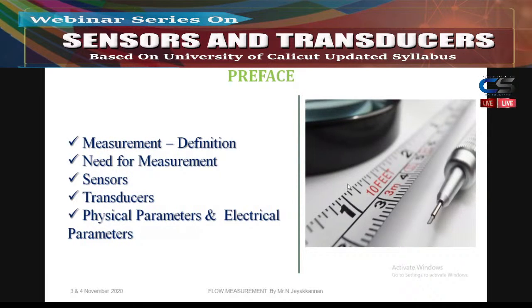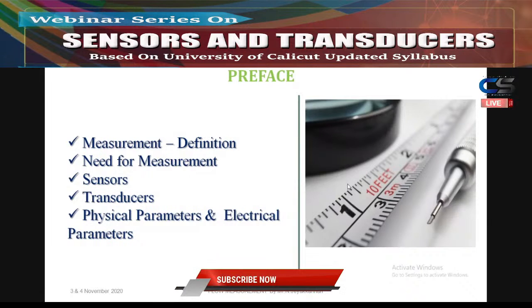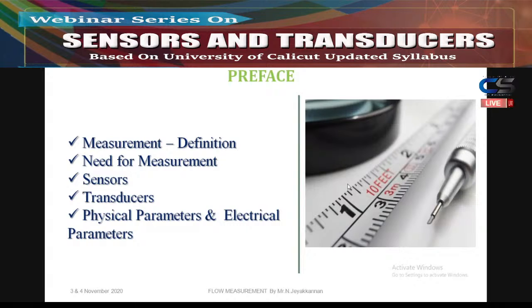The next thing, we can go directly to our syllabus. The topic which is given to me is flow measurement. And here also we have to ask the same questions: what is the need of flow measurement? What are the sensors used in flow measurement? These are all the common questions, which is why I have given them in the preface. For every measurement, you should know the basics. What is the need for those measurements? Anybody tell me, what is the need for measuring flow?